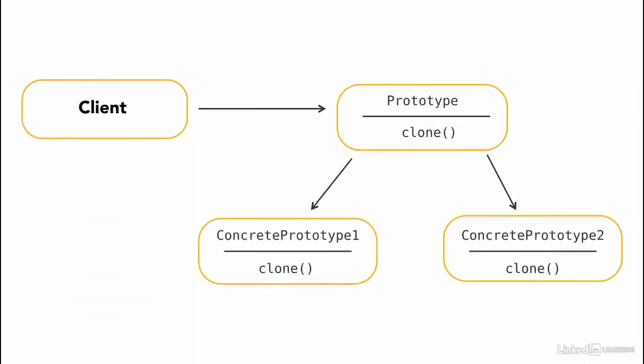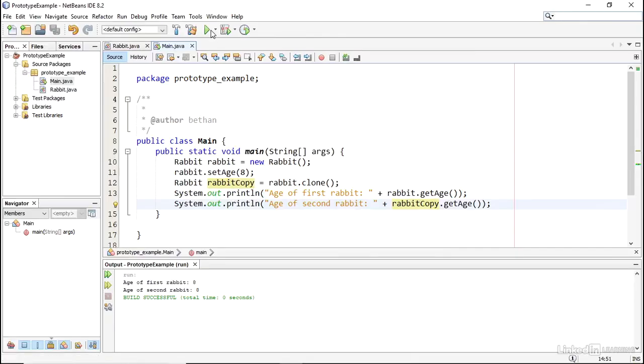In the classic prototype pattern, there is an abstract prototype class that has a method called clone. There are then concrete implementations of the prototype which override the clone method. A client can then create a prototype object and obtain copies of it. The most common way to implement the prototype pattern in Java is with the Cloneable interface.